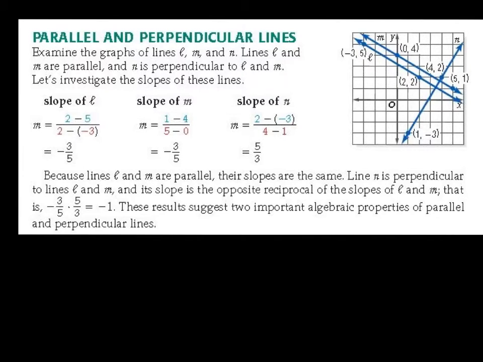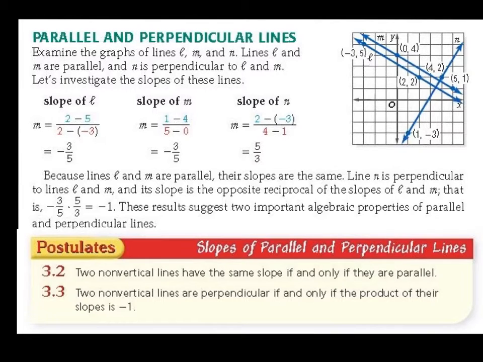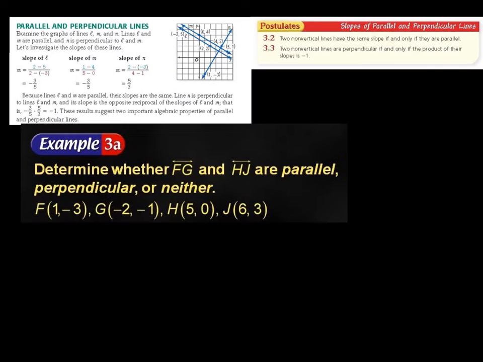This suggests two important algebraic properties of parallel and perpendicular lines. Two non-vertical lines have the same slope if and only if they are parallel, and two non-vertical lines are perpendicular if and only if the product of their slopes is -1. Determine whether line FG and line HJ are parallel, perpendicular, or neither. So we're going to use our slope formula and find their slopes.